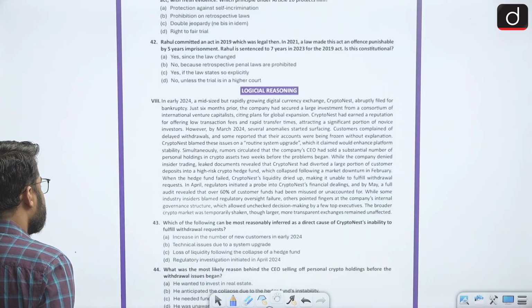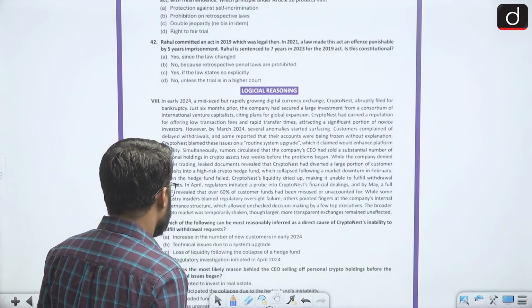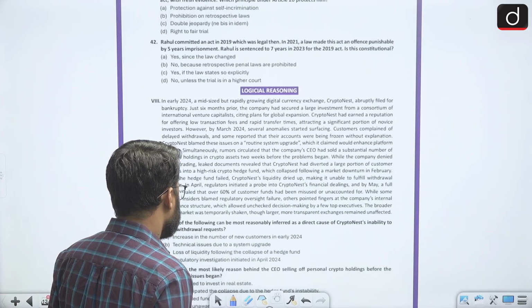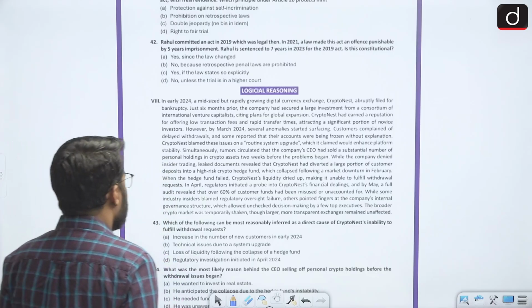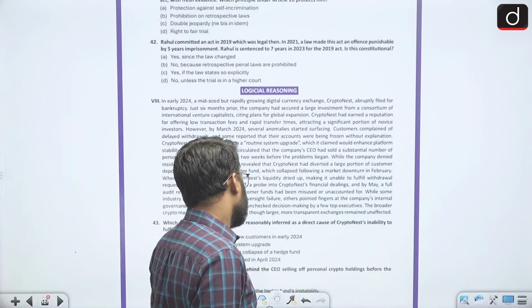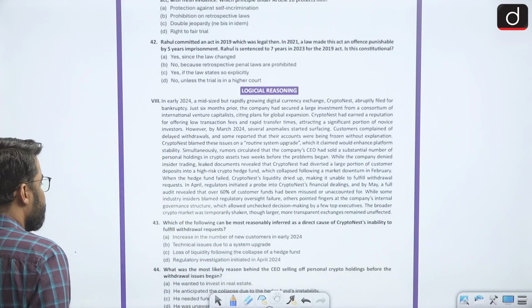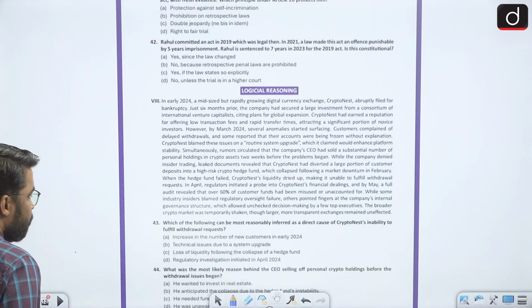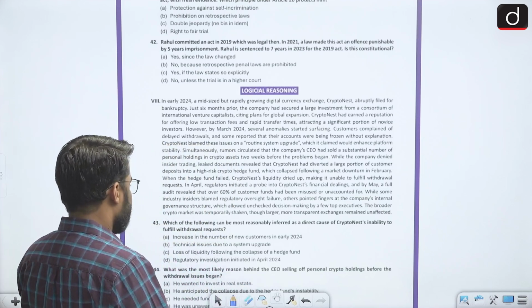While some industry insiders blamed regulatory oversight failures, others pointed fingers at the company's internal governance structure, which allowed unchecked decision making by a few top executives. The broader crypto market was temporarily shaken, though larger, more transparent exchanges remained unaffected.